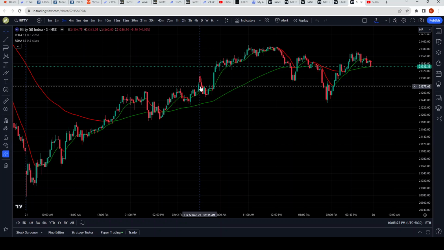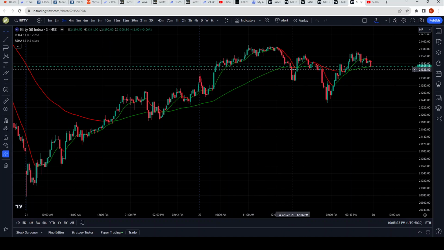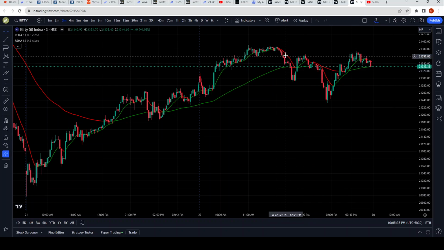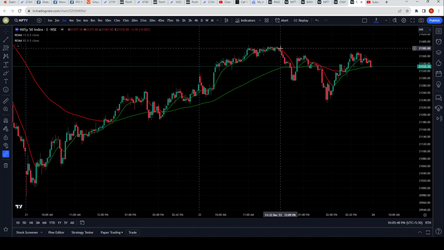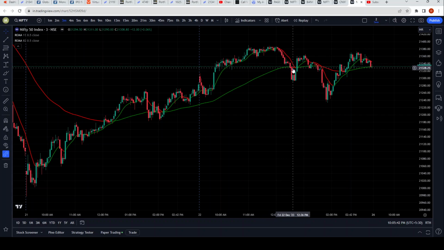From opening, we are only using Nifty. From opening, we don't see any intersection. The first intersection that we see is over here. The lower green becomes red, and this upper one also becomes red over here, and they intersect over here. All right.